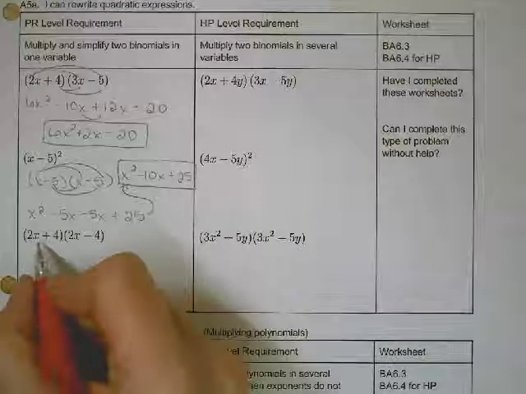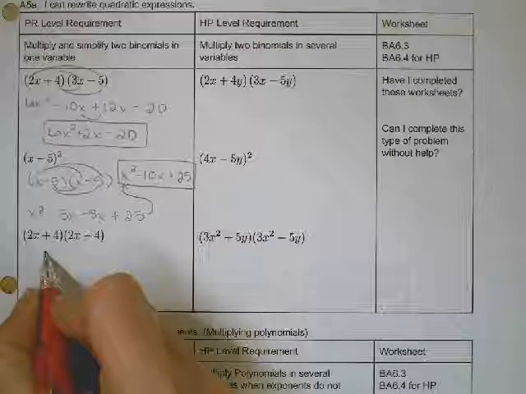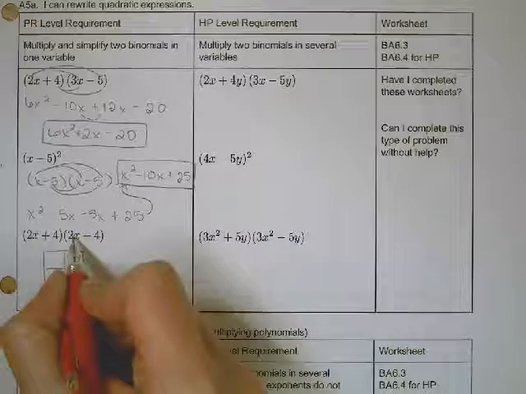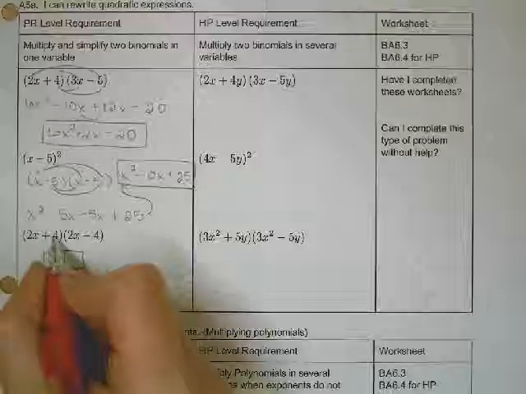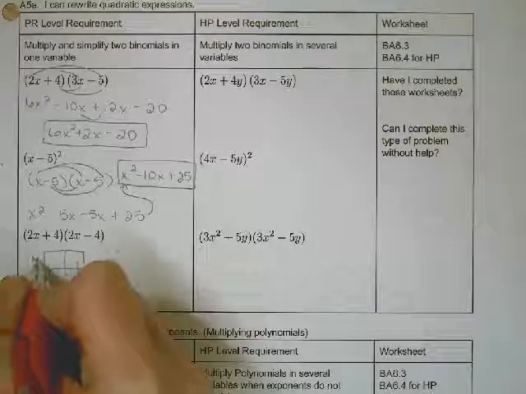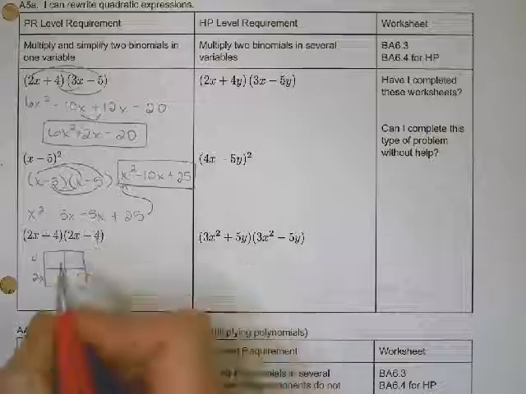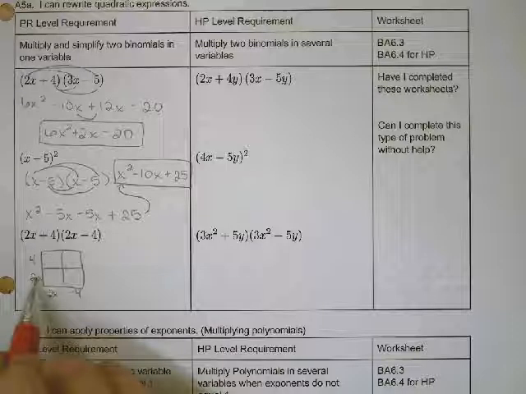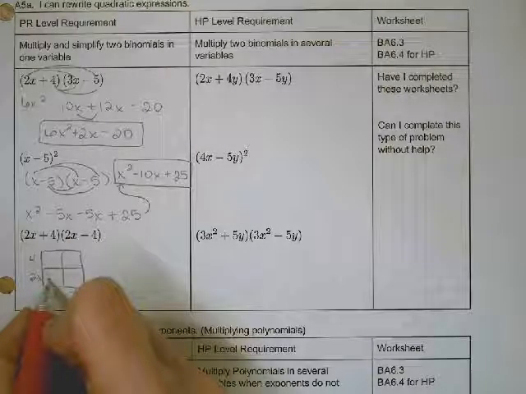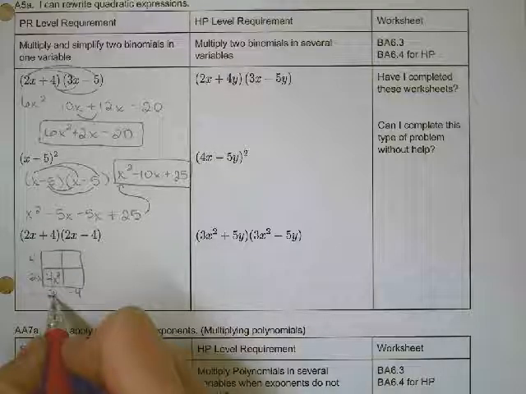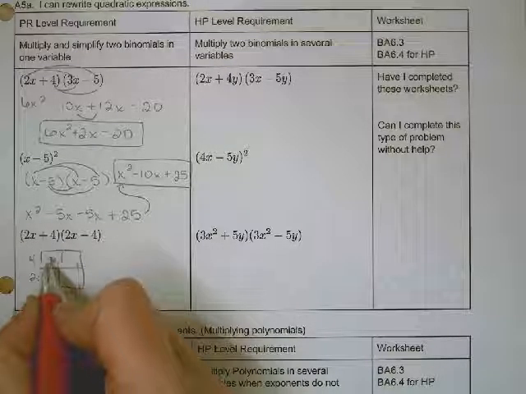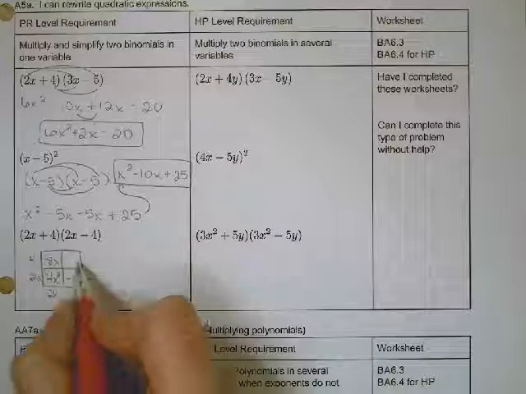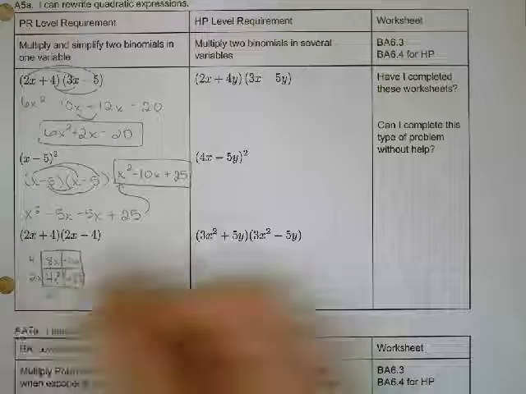So for the last one, I'll go ahead and do the box method just to show you both methods, or the area model method, I should say. So this is a binomial times a binomial. So I take the two terms in the first binomial, 2x and positive 4, and the two terms in the second binomial, 2x and negative 4, and then I multiply each part. So 2x times 2x is going to give me 4x squared. 2x times 4 is going to give me 8x. 2x times negative 4 is going to give me negative 8x. Negative 4 times positive 4 gives me a negative 16.